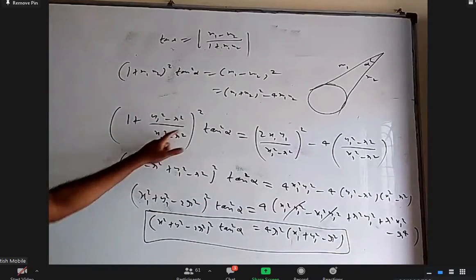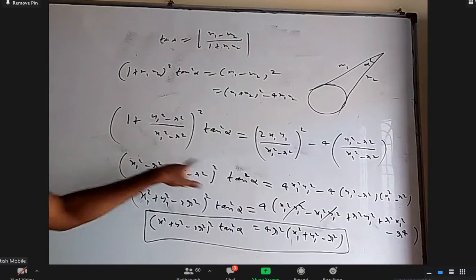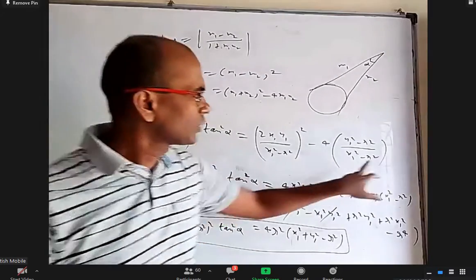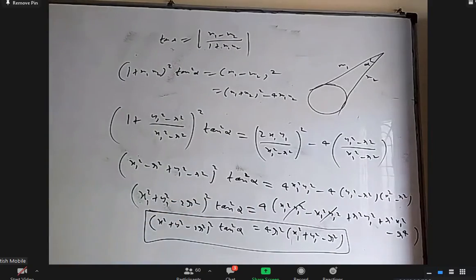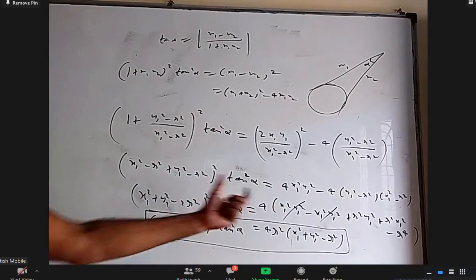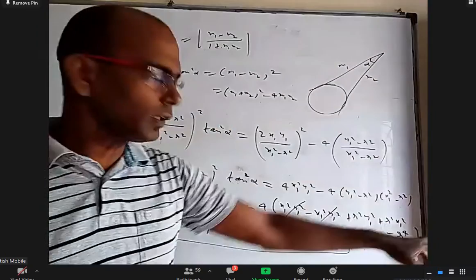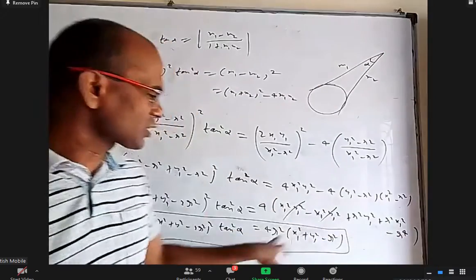When I took LCM here, x square minus r square whole square. Here also x square minus r square whole square. So here I had multiplied by x square minus r square. So all the denominators will cancel. That's how I got from here to here. Then I expanded this fully. The 2 times got cancelled, and I took a r square common.